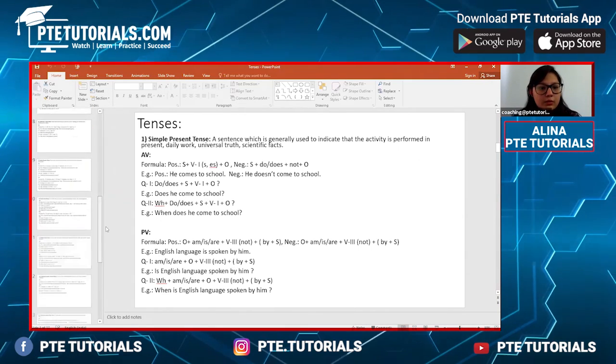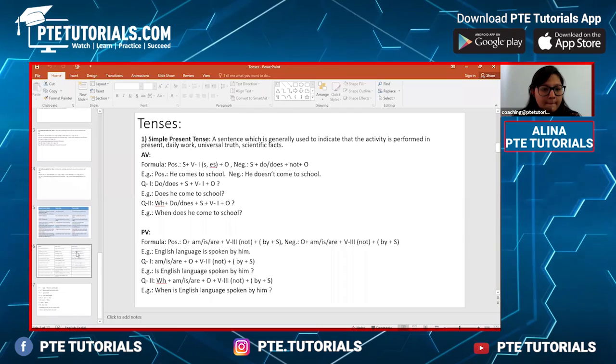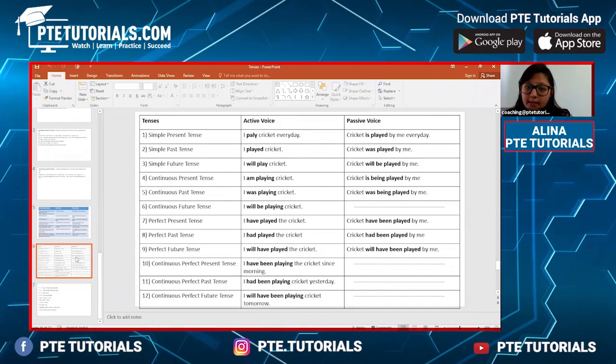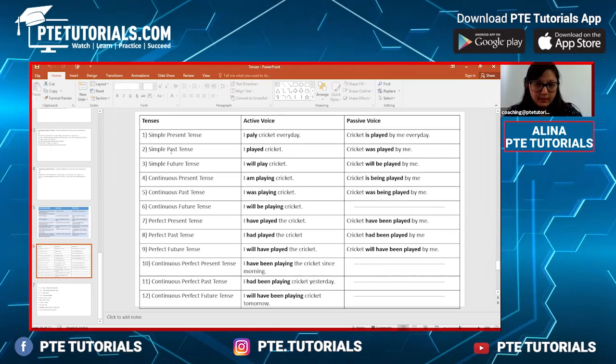Taking the part on tenses, we have 12 tenses: 3 are simple, 3 are continuous, 3 are perfect, and 3 are perfect continuous. In present there are 4: simple present, continuous present, perfect present, and perfect continuous present. In past there are simple past, continuous past, perfect past, and perfect continuous past. And in future, simple future, continuous future, perfect future, and perfect continuous future.